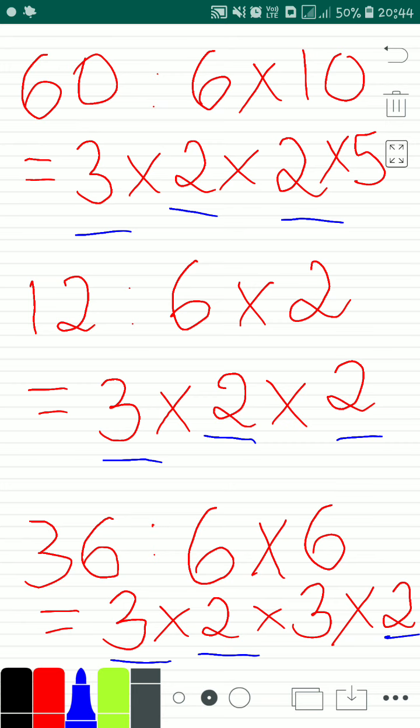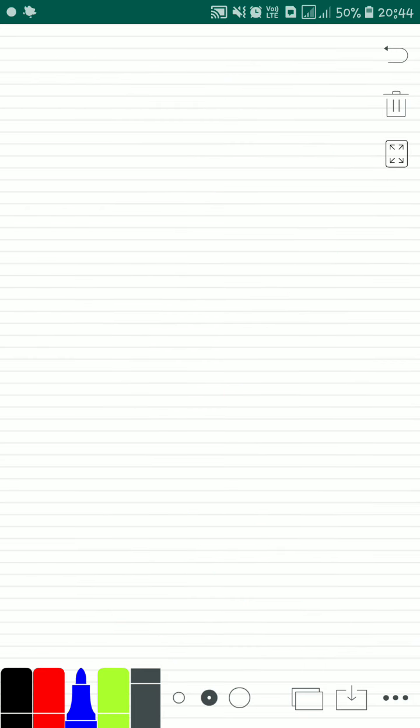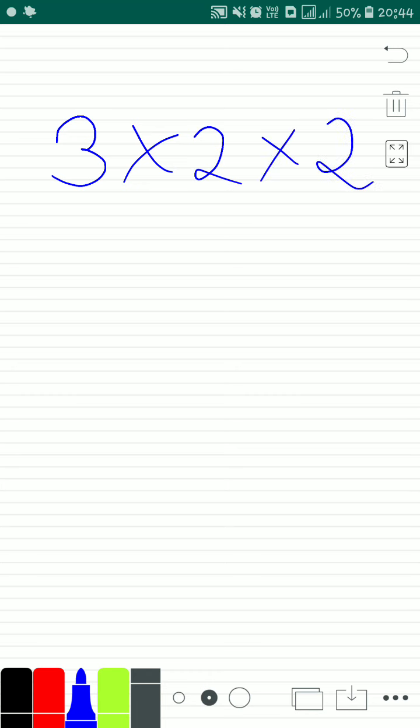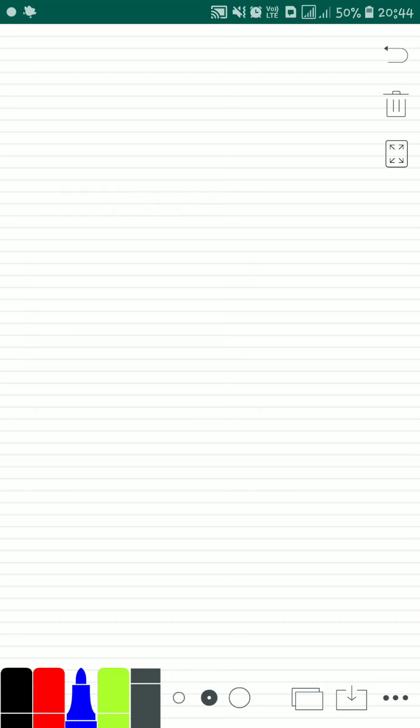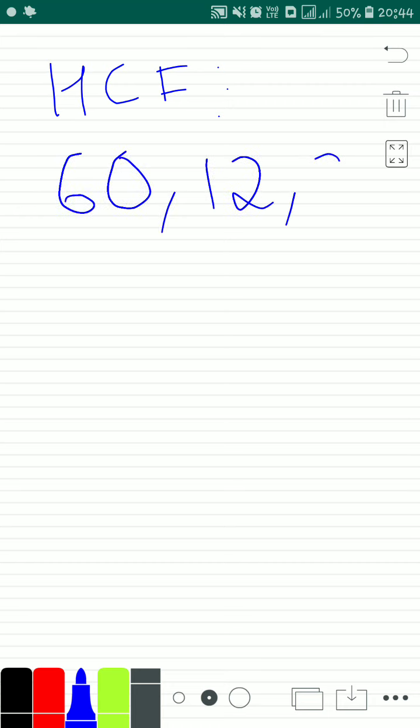But 5 is not appearing in all the numbers and 3 is also not appearing in all the numbers. So we will take only 3 into 2 into 2. That will give you 6 into 2, which is equal to 12. So the HCF for 60, 12 and 36 will be 12.